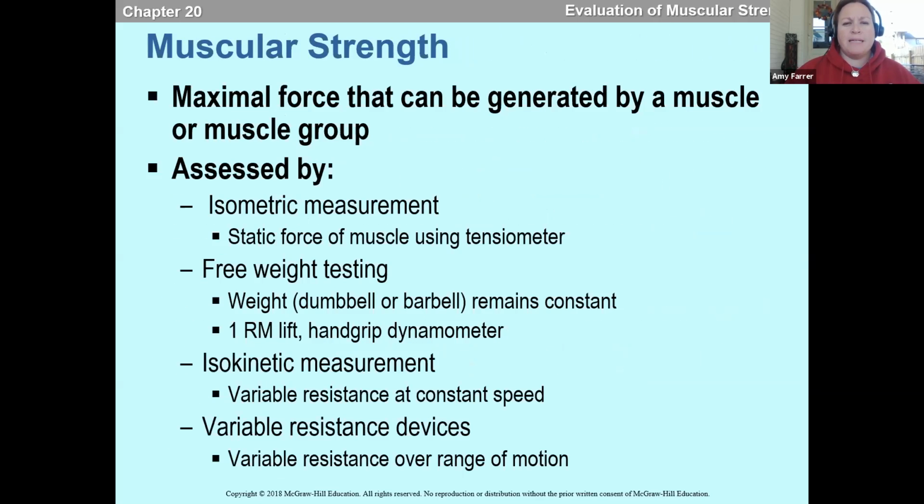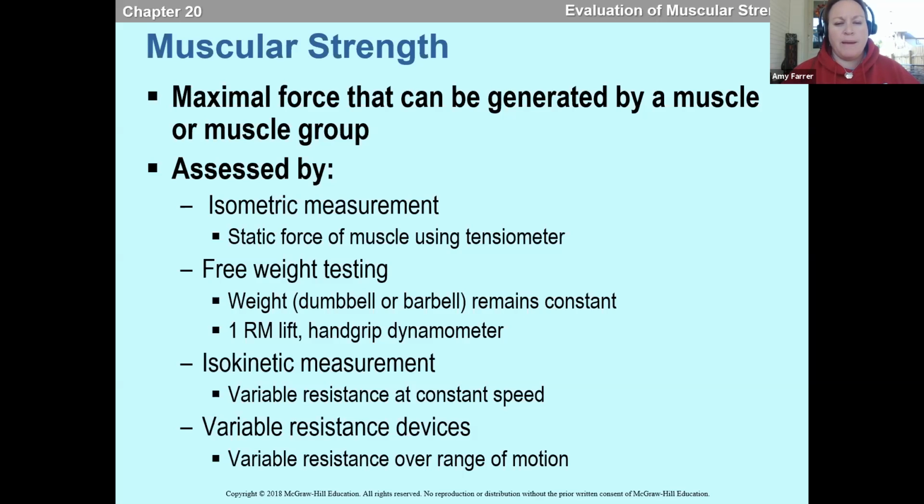If we want to look at maximal force that can be generated by a muscle group, we want to look at isometric strength. We can look at a force dynamometer, where we squeeze and measure grip. With free weights, we can look at dumbbells and barbells, with the load remaining constant. So we can look at a 1 rep max lift, all right?